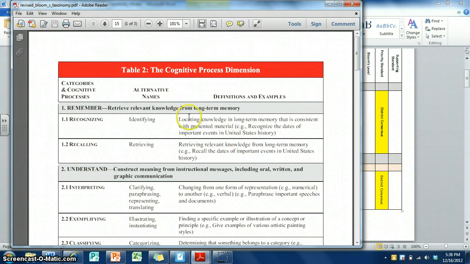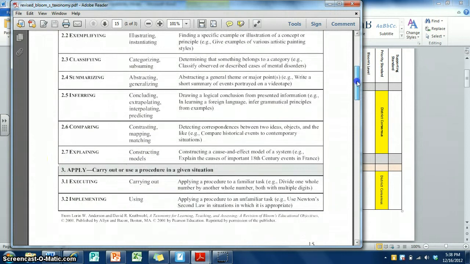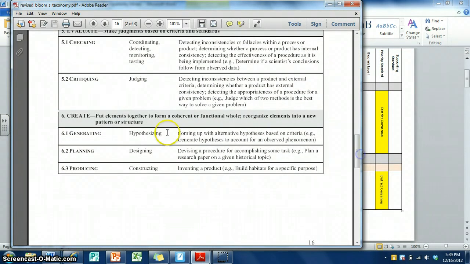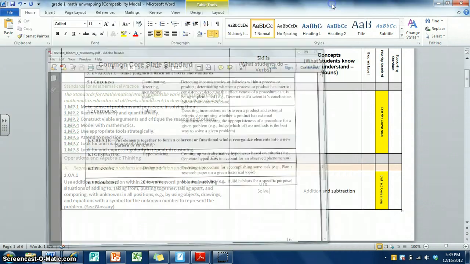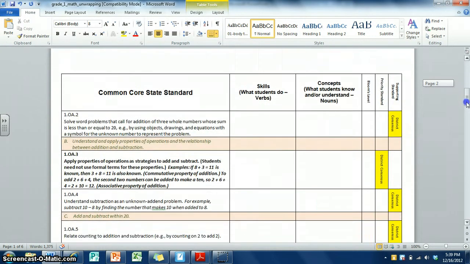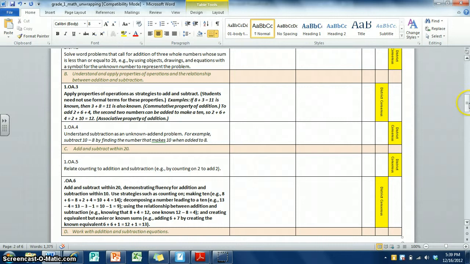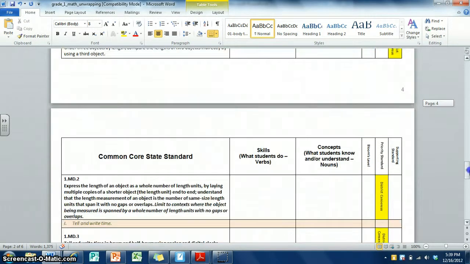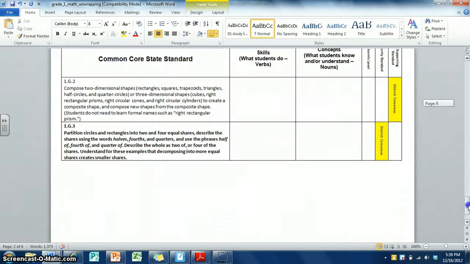will find the verbs and whether or not they are under remember, understand, apply, analyze, evaluate, or create, and decide which level of Bloom's they are. You will then enter that level here under Bloom's level for each of the priority standards. If you'll go through the document and unwrap each of the standards for math until the last standard will be 1.2.3, which is here.